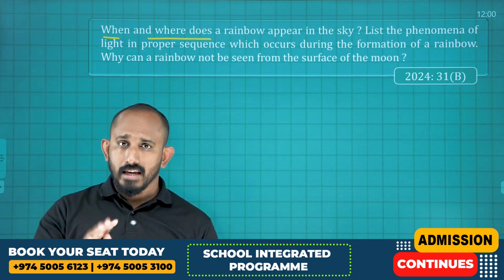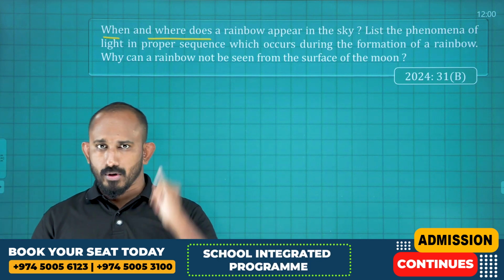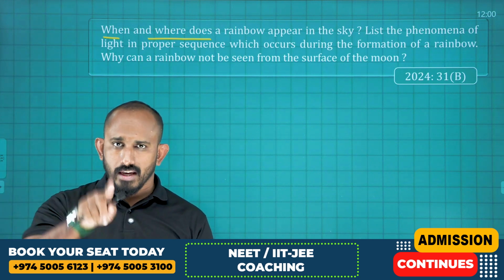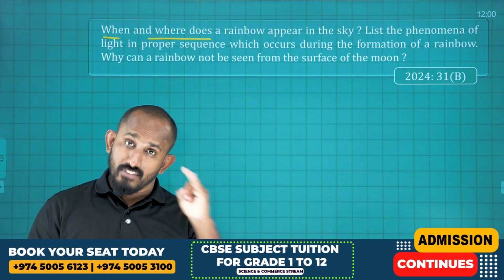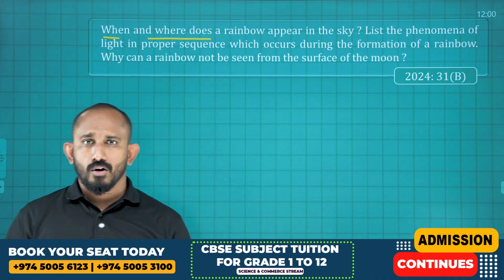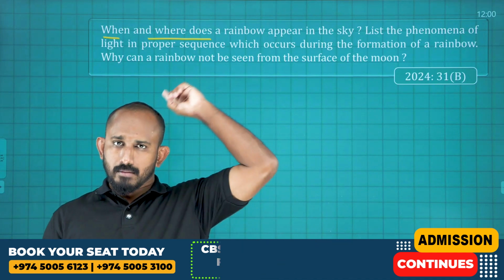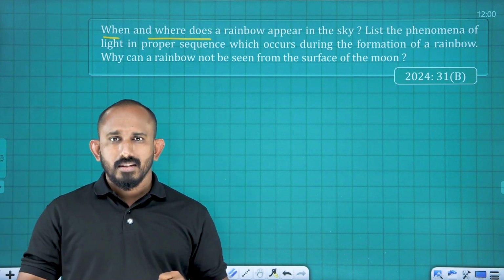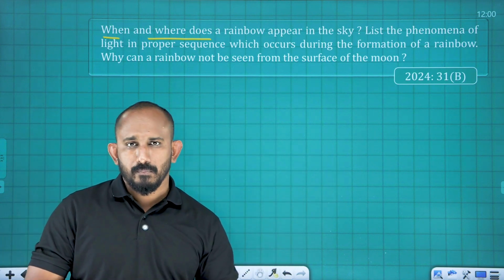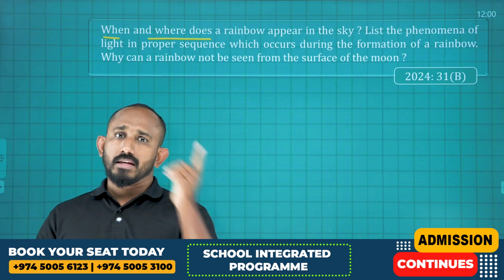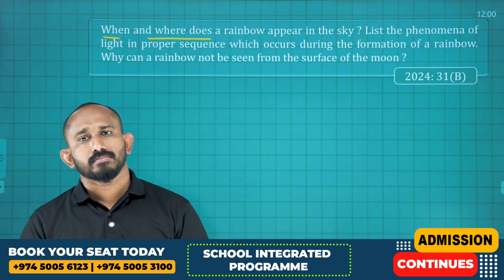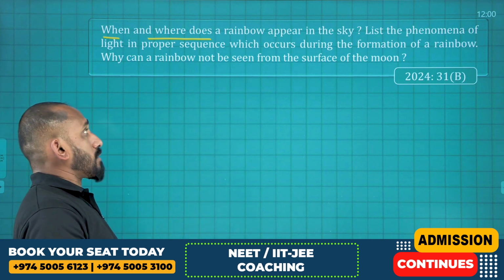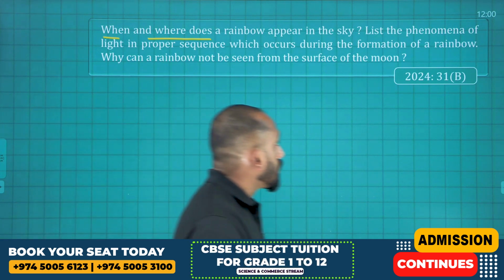When means soon after rain, if the sun shines, which is very important, because in the night sky you can't see the rainbow. Where: always in the opposite sky. Opposite sky means sunlight should come from behind the observer to see the rainbow. So in the morning you can see the rainbow in the western sky. In the afternoon, it should be in the eastern sky. That's the idea. Next, list the phenomena of light in proper sequence which occur during the formation of a rainbow.